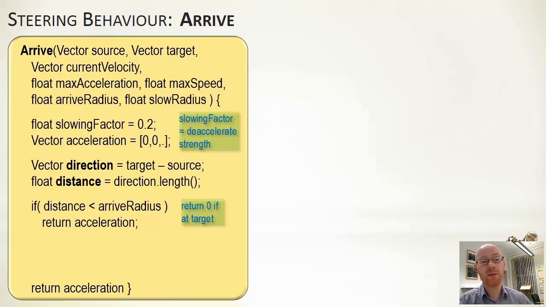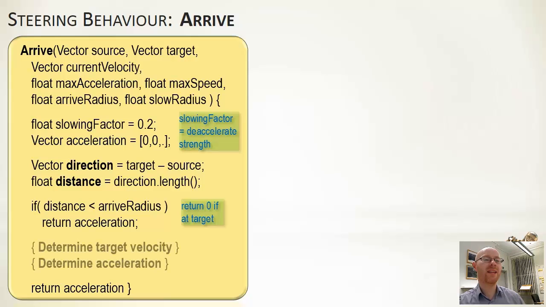Other than that, we want to determine a target velocity, asking, well, how fast do we want to be travelling towards our target? Having defined the target velocity, we then need to work out, right, what acceleration should we output so that we arrive at and move towards our target velocity. So that's an additional step to put into it.